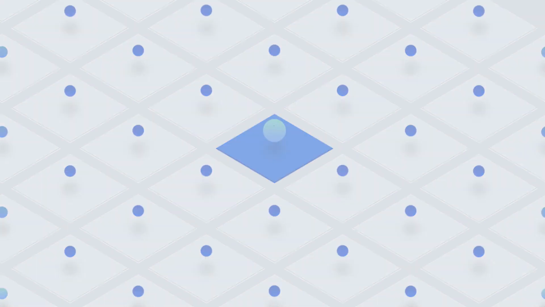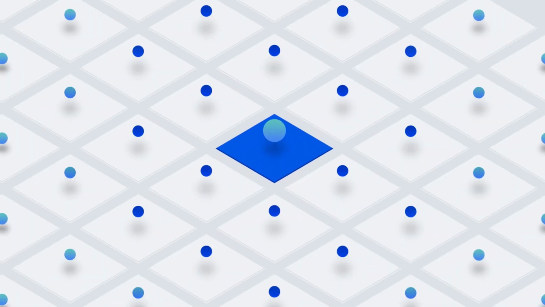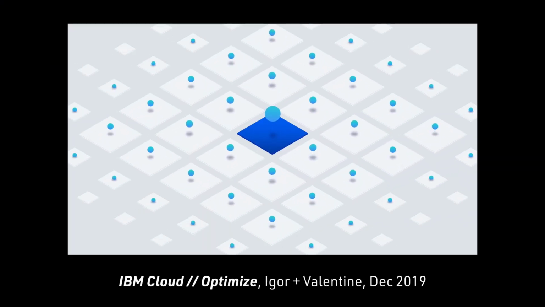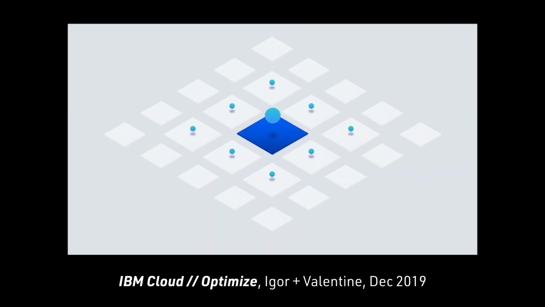Today we will learn how to build a radial delay rig to offset a layer's property and time using expressions. This is more of a case study, and we'll be focusing on how to use a couple of expressions and doing a series of exercises to understand how this concept works. Even so, we will take a look at the reference scene for the animation in real time and slower playback speed.